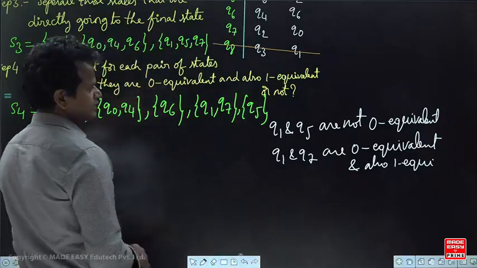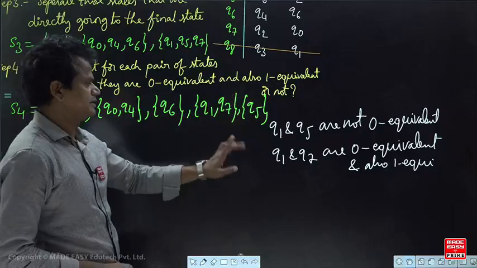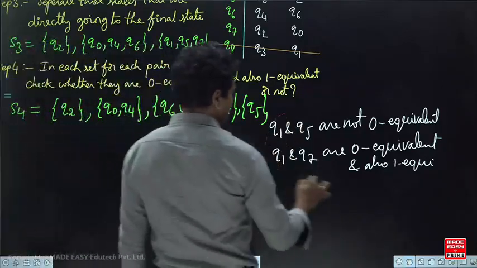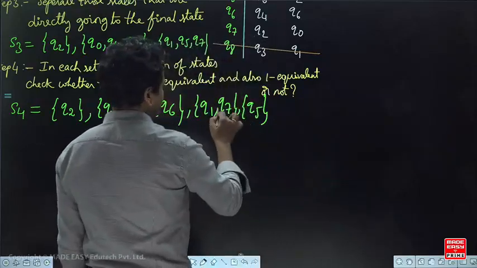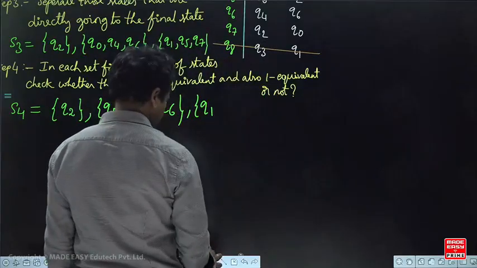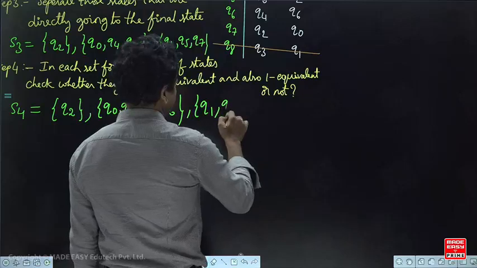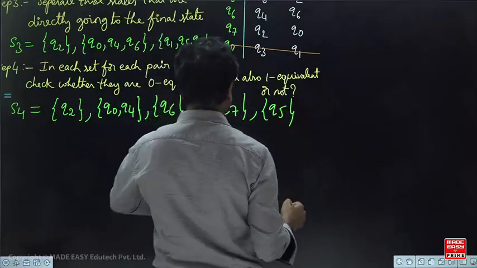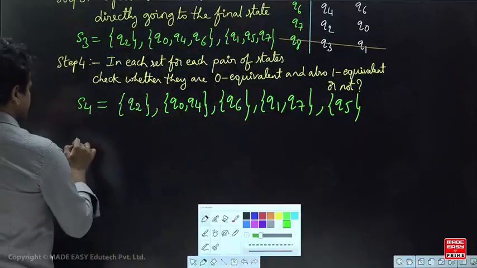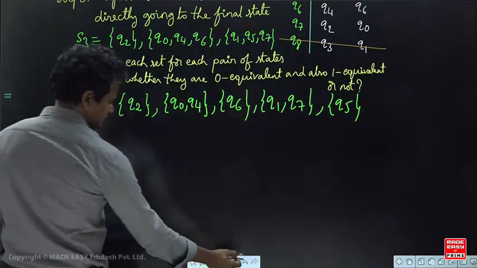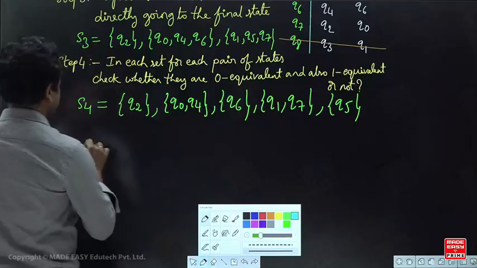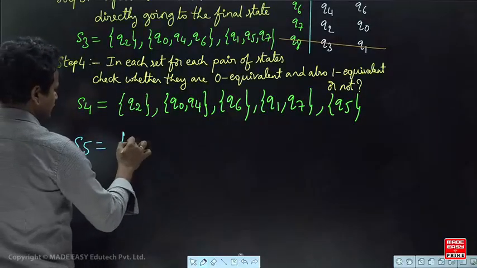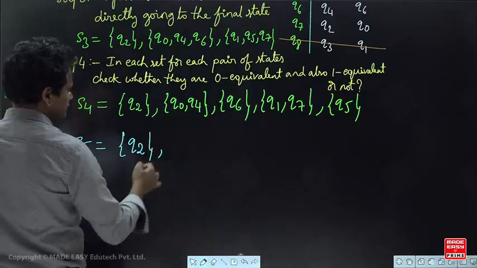Q1 and Q5 are not 0 equivalent. That is the reason Q1 and Q5 are separated. Q1 and Q7 are 0 equivalent and also 1 equivalent. That is the reason I wrote them in the same set. Q1 and Q7 are in the same set, Q5 is separate. Now guys, listen. I am checking S5. Whenever you are writing S5, check S4. Q2 is single.